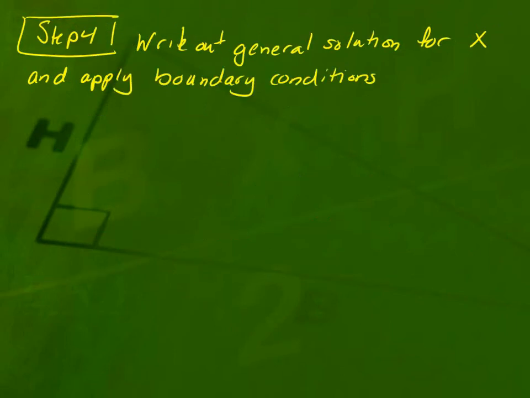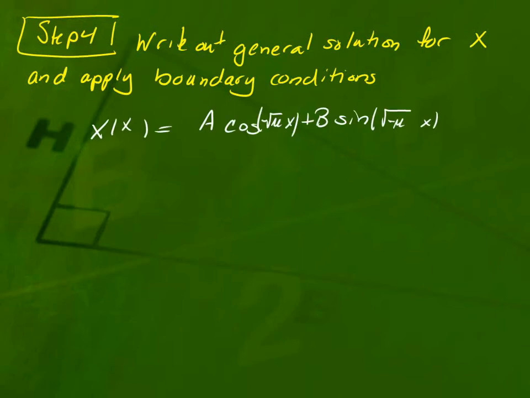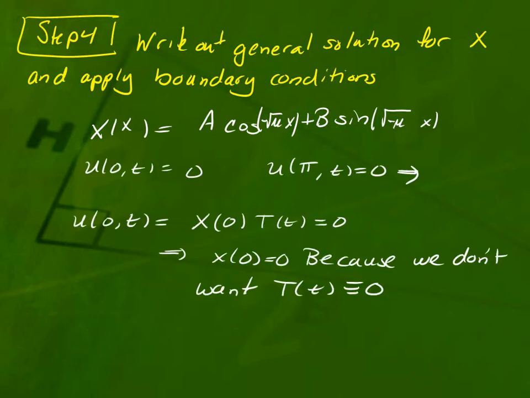So you write out the general solution for x and apply the boundary conditions. That's the next step. So there's the general solution for x. It's a cosine of the square root of mu x plus b sine, and I guess I have my minus. You need the minus sign in there, right? So you have those in there.